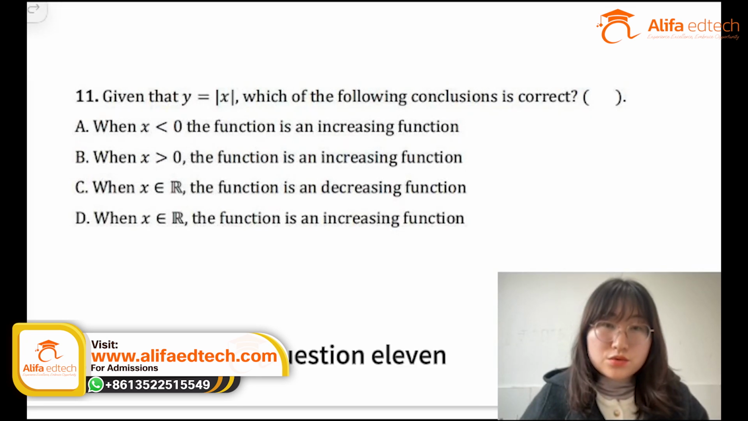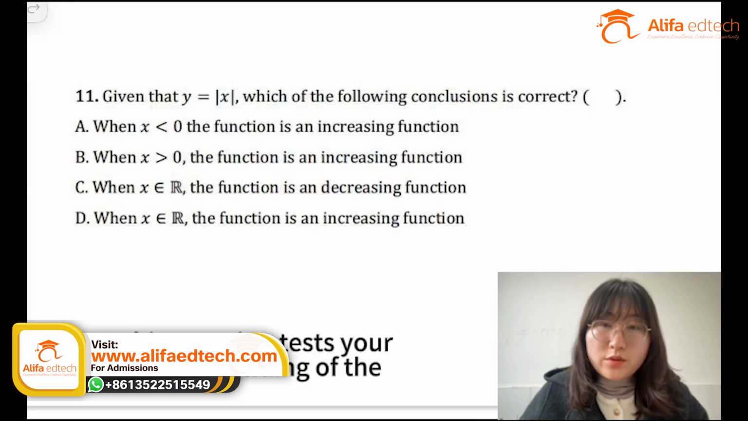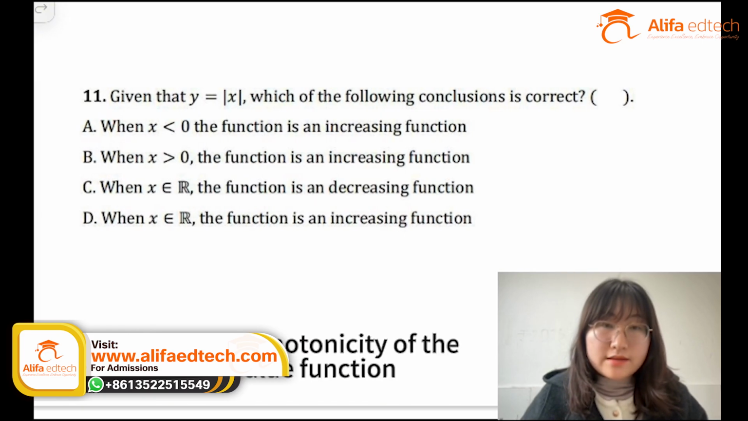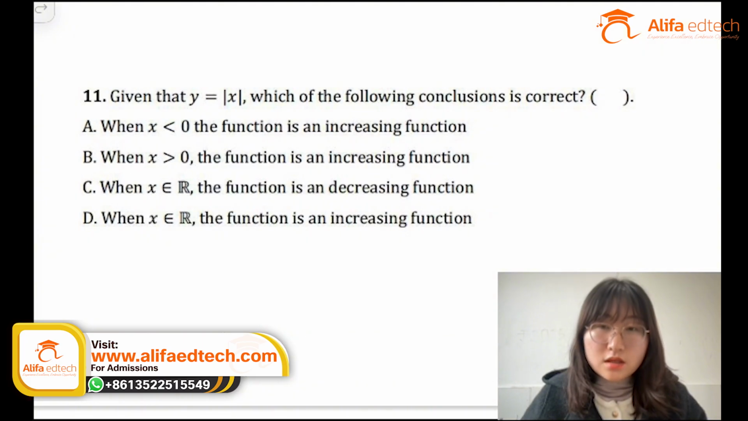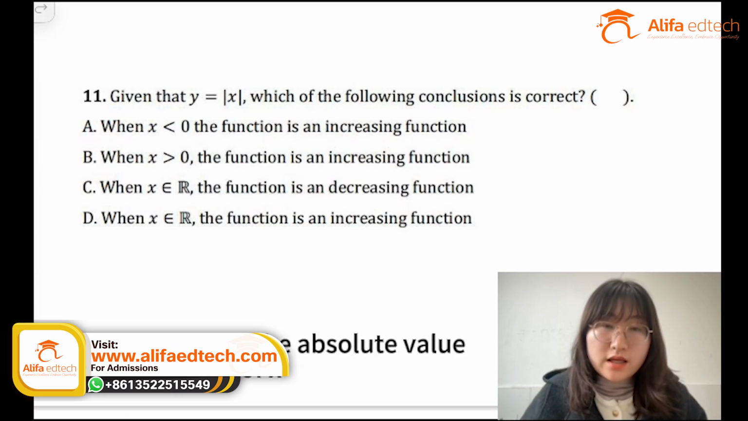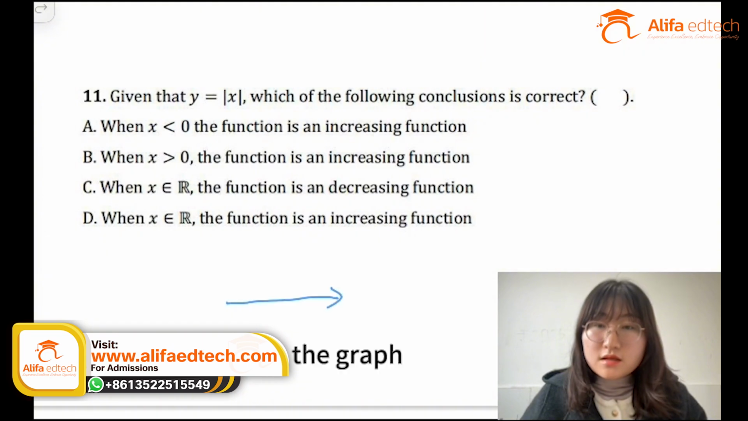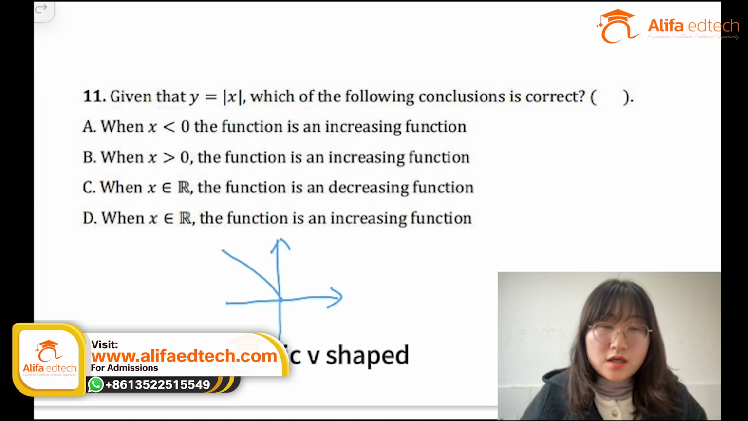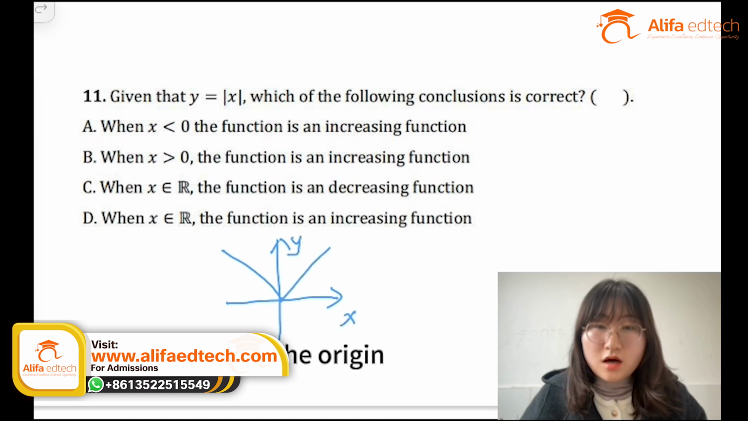Let's move on to question 11. This question tests your understanding of the properties and the monotonicity of the absolute value function. The problem asks us to consider the function y equals the absolute value of x. Let us visualize the graph. It forms a classic V-shape centered at the origin.